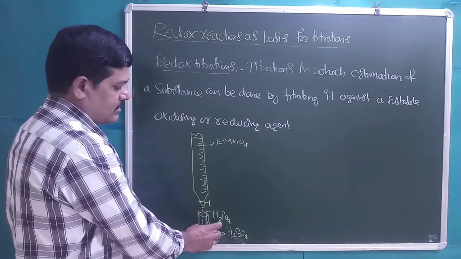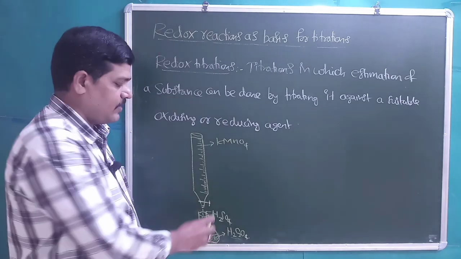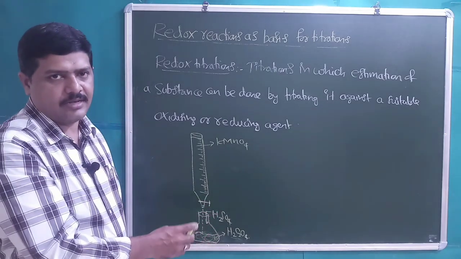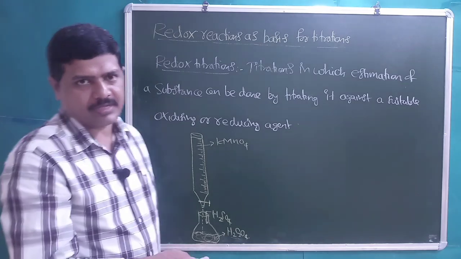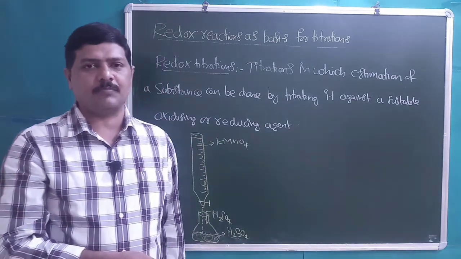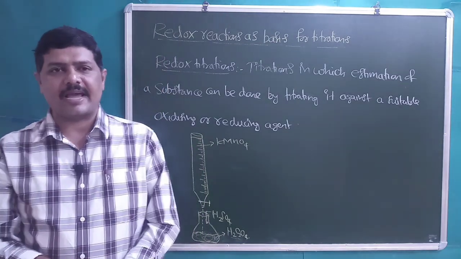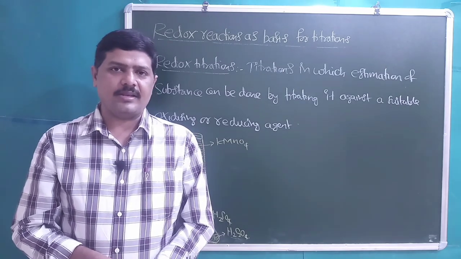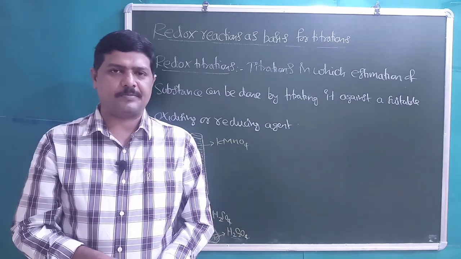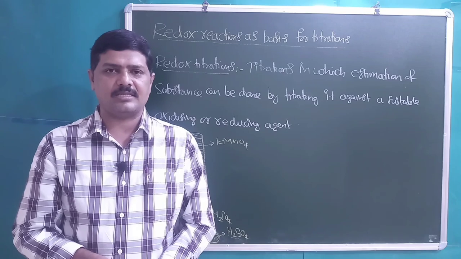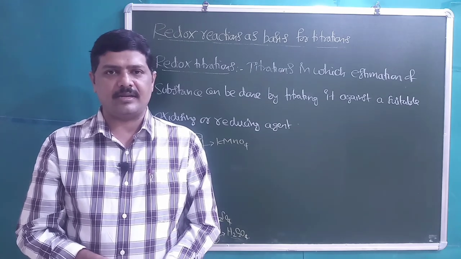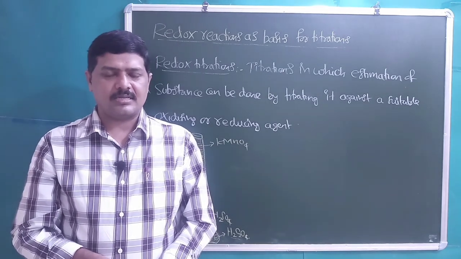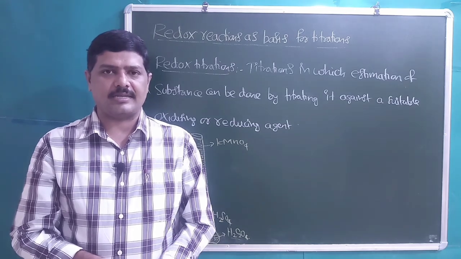Students, according to our syllabus, we have three different oxidizing agents: potassium permanganate, potassium dichromate, and iodine. In the iodine case, two different types of titrations are possible, that is iodimetry and iodometry. Now let us discuss, starting with potassium permanganate.